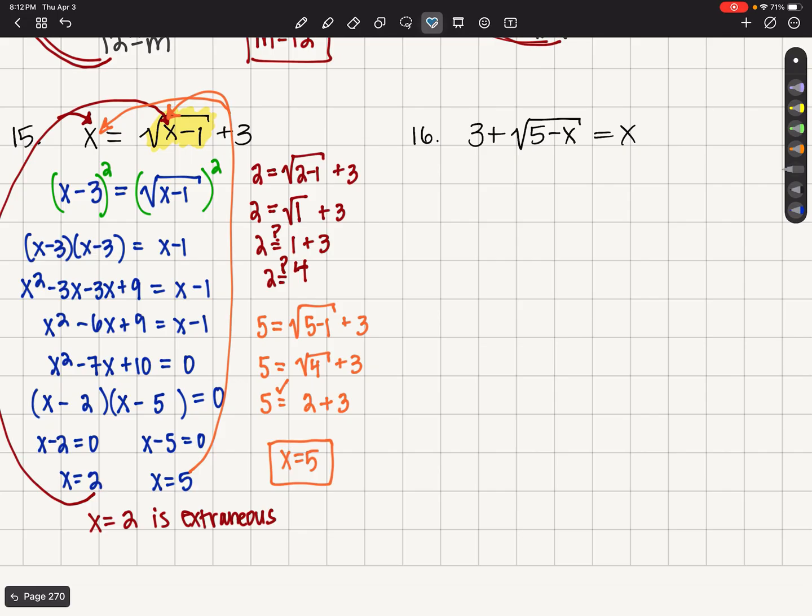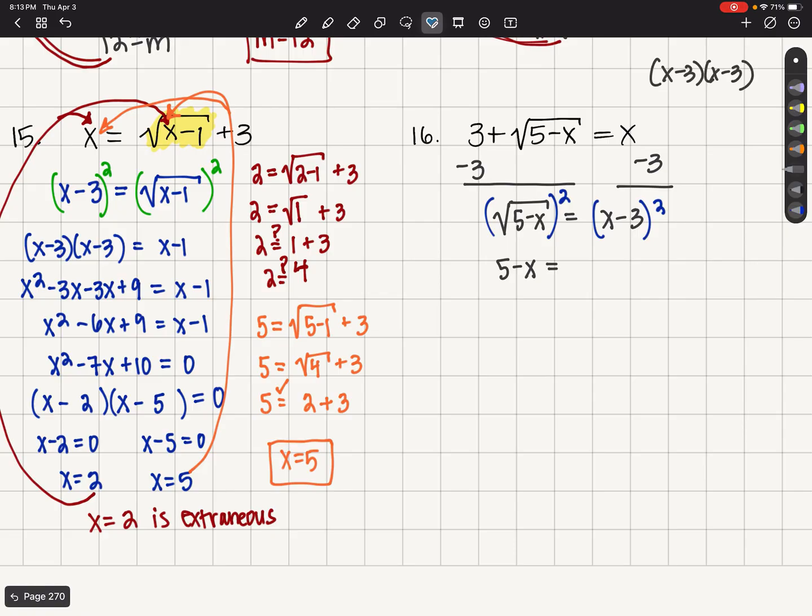Okay, here's our first step. We're going to subtract 3 from both sides. And on the left-hand side, that's going to give us the square root of 5 minus x. And on the right-hand side, it gives us x minus 3. Now I'm ready to do the second step. The second step is to square both sides because my index is a 2. So I'm going to undo the square root by squaring. And that gives us 5 minus x on the left. And then on the right, I've got x minus 3 times x minus 3. And when I multiply that all out, I get x squared minus 6x plus 9.